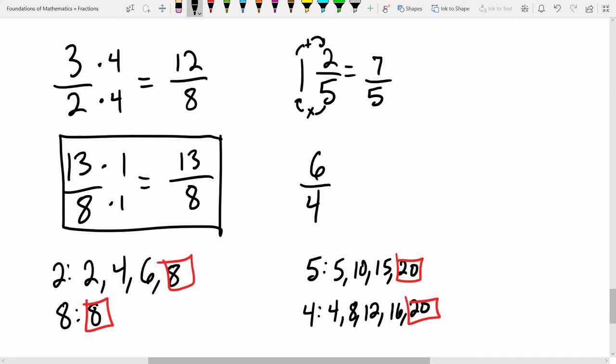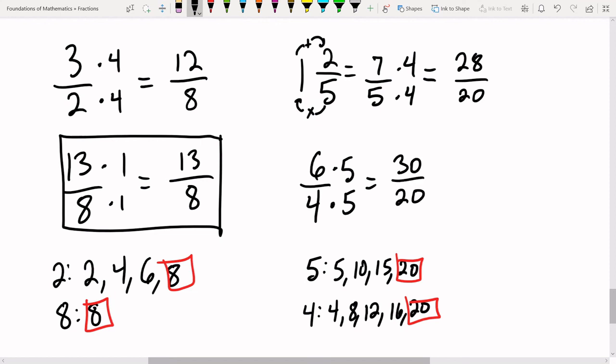So I'm going to multiply 4 by 5 and 5 by 4. Again, make sure you do it in top and bottom. 7 times 4 is 28 over 20, and 6 times 5 is 30 over 20. And now we can directly see that 6/4 has more on the top than 1 2/5 does.